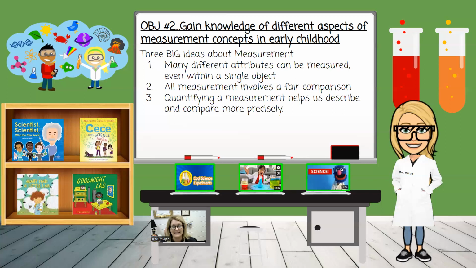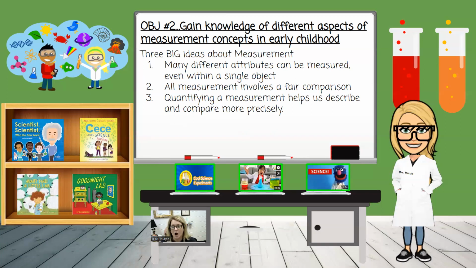We have 3 big ideas about measurement. The first is that many different attributes can be measured, even within a single object. So for example, when you're looking at an image of 2 containers, ask the students what different attributes can be measured. They may say we could measure the height or the width or maybe the opening or how much the object can hold. Many different ways that we can measure the very same object.